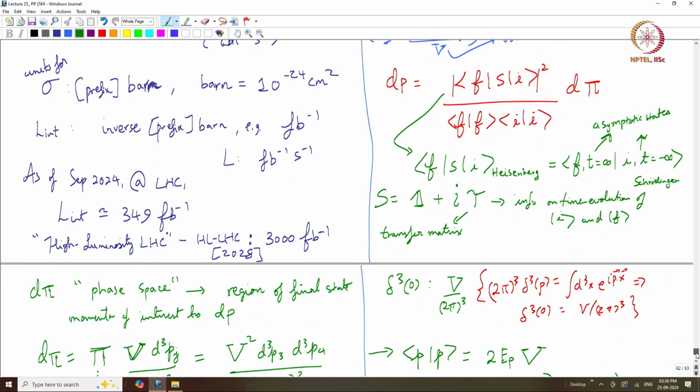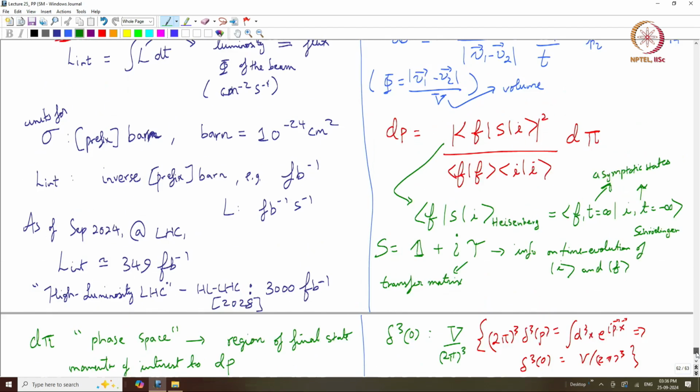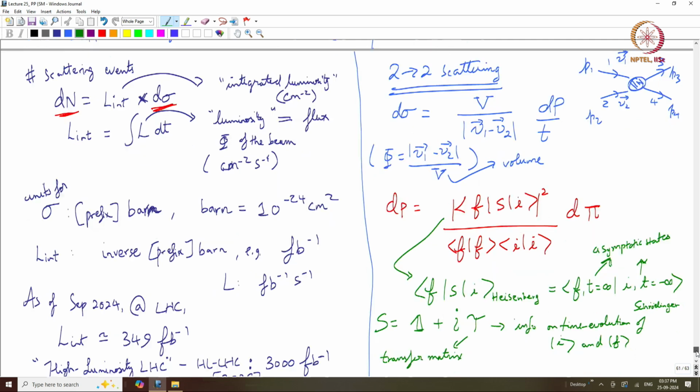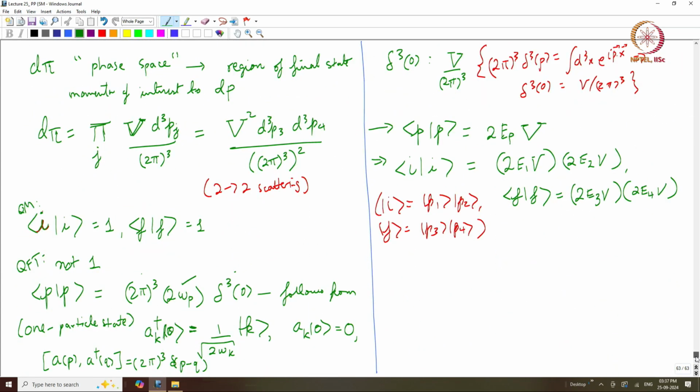We are now going to plug all these things back into the expression for the probability, and from there we'll derive the cross section, and we'll also see the notion of transition amplitude and the matrix element. The most important part, the matrix element and Lorentz invariant phase space. So all of this we will deal with in the next class. All right, thank you.